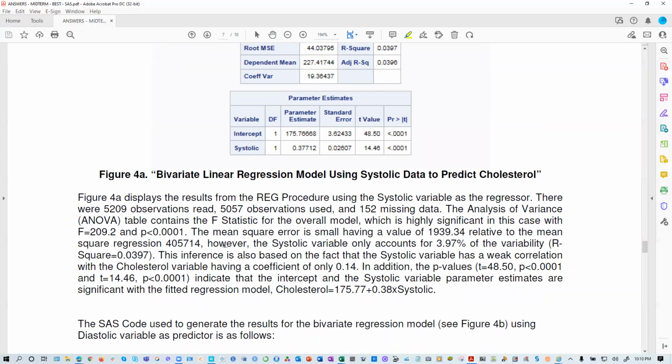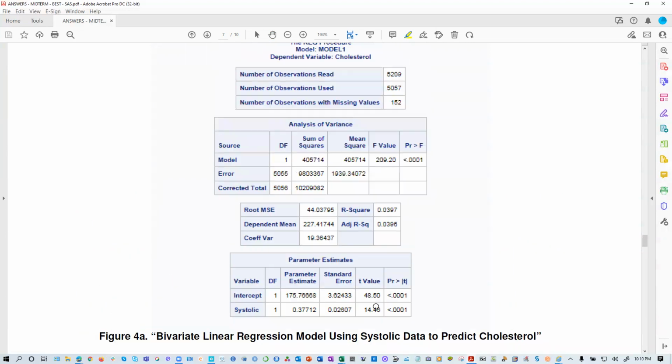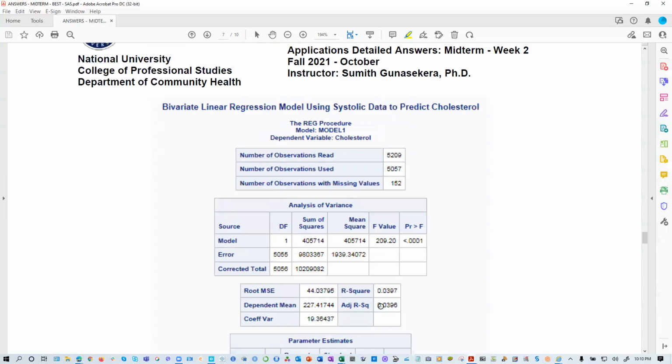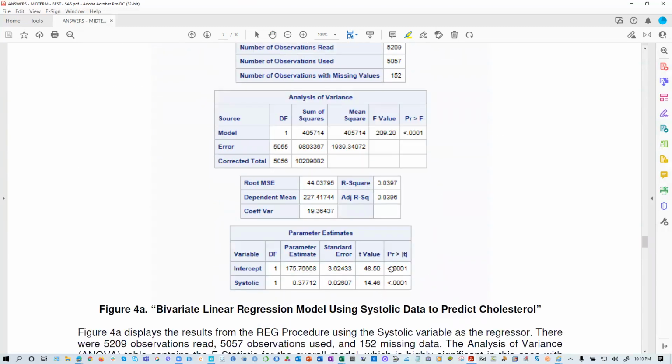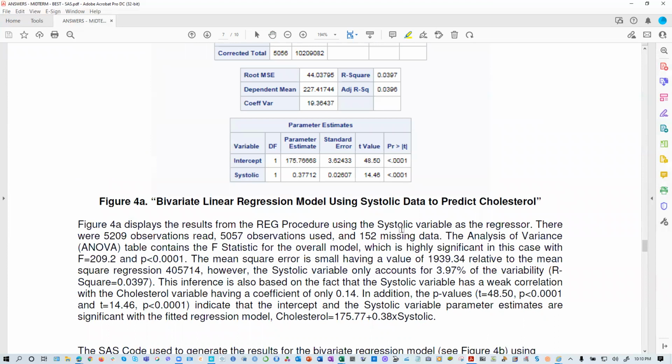However, the systolic variable only accounts for a small part of the variability, R square. This inference is also based on the fact that the systolic variable has a weak correlation with the cholesterol variable, having a coefficient of only 14. In addition, the p-value indicates that the intercept and the systolic parameter estimates are significant in the fitted regression model. So before you fit the model, you can simply look at these two and say whether they are significant or not. If they were not significant, you cannot write this equation. That's what we were doing.